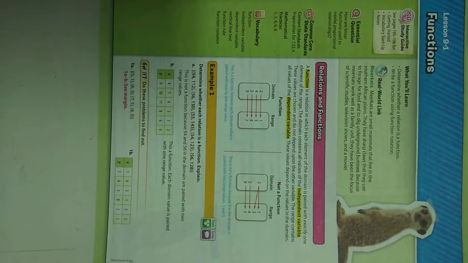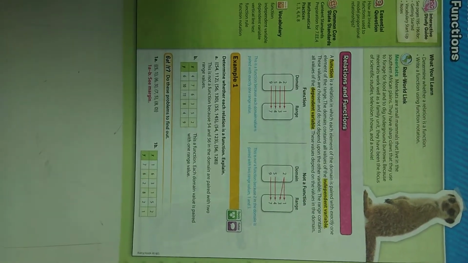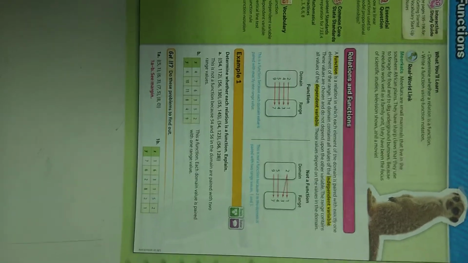We are starting chapter 9. The first lesson today is on functions. So the first thing we're going to do is learn what functions are. We're going to determine whether a relation is a function, and then we're going to write functions using function notation. So first, let's determine whether or not a relation is a function.